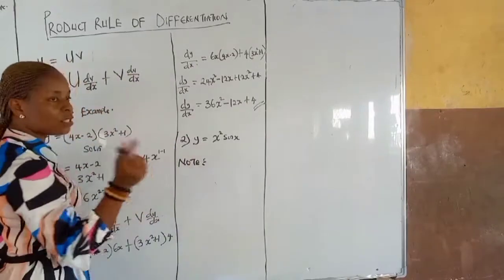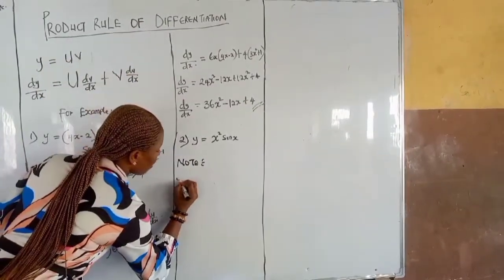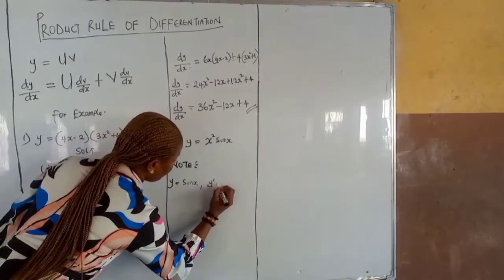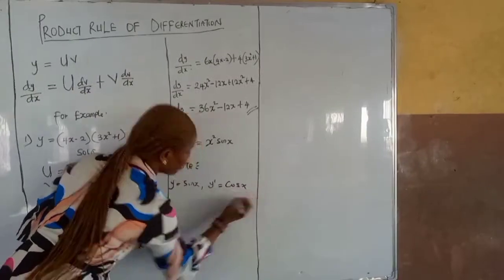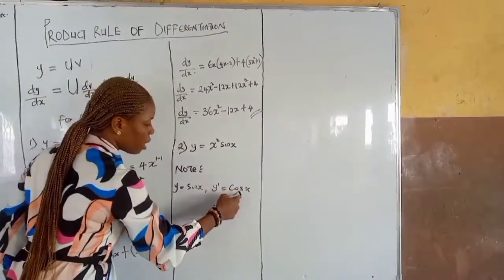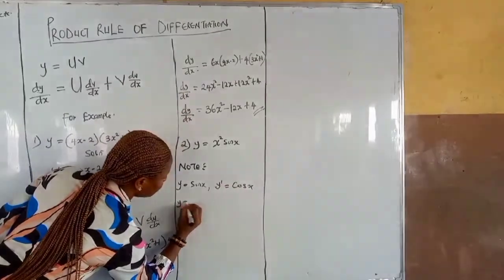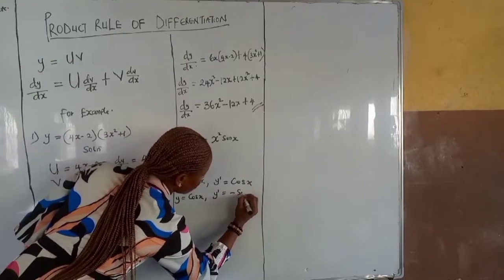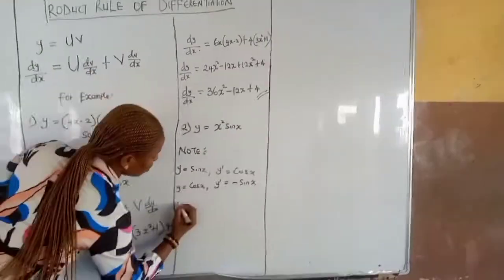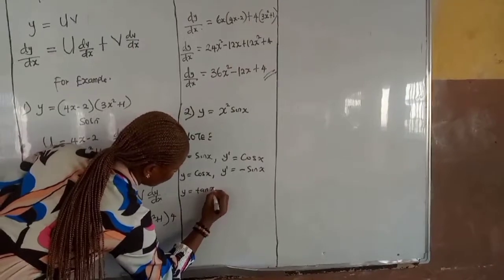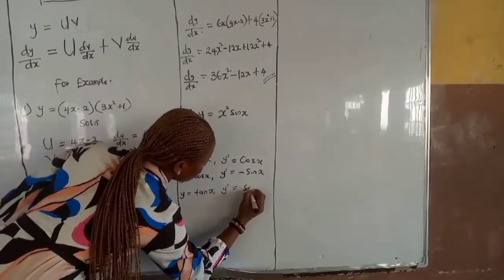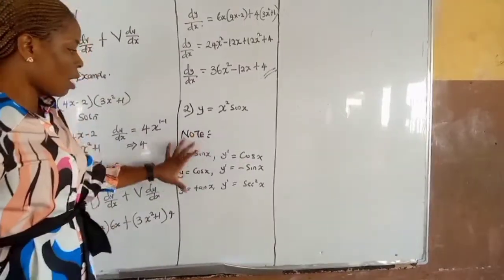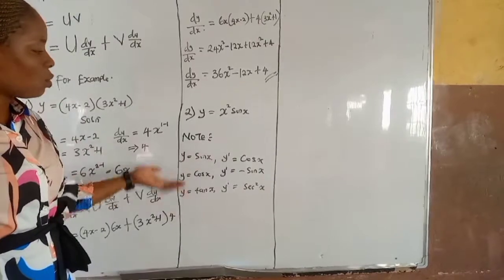Take note, very important. When solving a trig function, when you have that your y is sine x, the y prime will be cos x. That is, when you differentiate a sine function, you have a cos function. And when you differentiate a cos function, you have minus sine x. And when you differentiate tan x, your y prime will be sec squared x. Please, these are important.